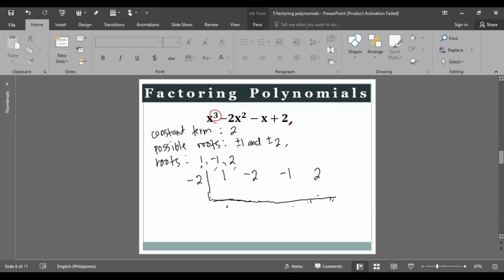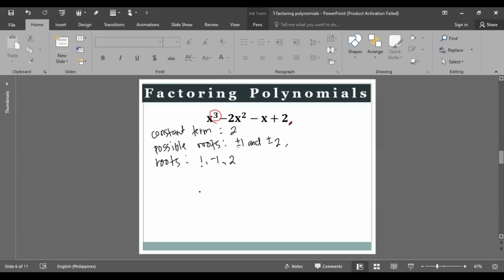So let's check. Bring down 1, negative 2, negative 4, multiply, positive 8, add 7, multiply, negative 14, add negative 12. So the remainder here is negative 12. So we can say that negative 2 is not one of the roots of the given polynomial expression. So as simple as that, class. That's how we get the roots of a given polynomial expression.